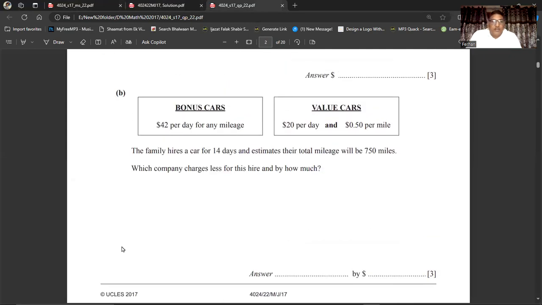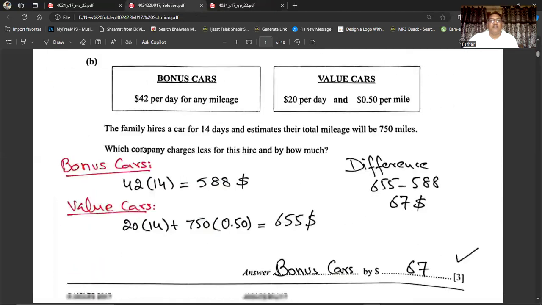He says bonus cars cost $42 per day for any mileage, and value cars cost $20 per day and $0.50 per mile. The family hires a car for 14 days and estimates their total mileage will be 750 miles. Which company charges less for this hire and how much? So for the bonus car, it will be 42 multiply 14. And for the value cars, it will be 20 multiply 14 plus 0.50 multiply 750. So we will see which one is cheaper.